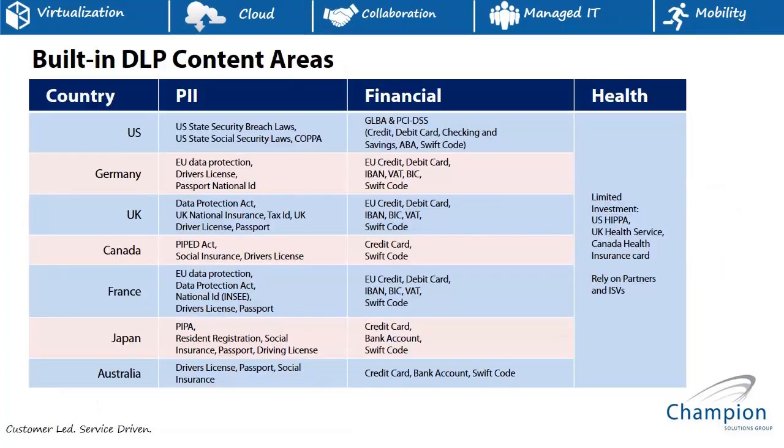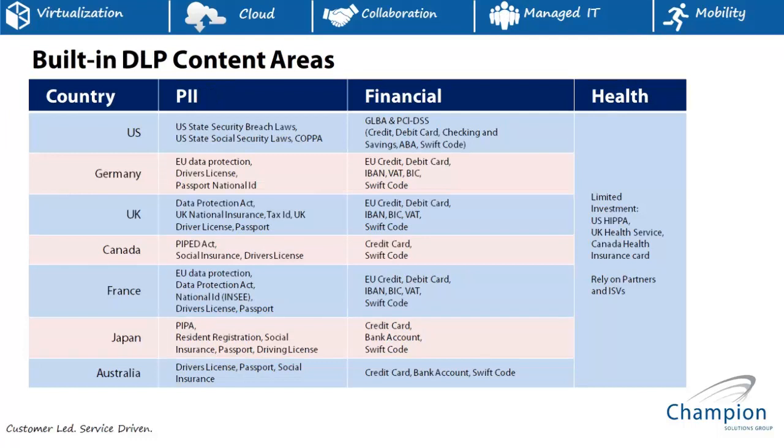Just a few of the compliances that are being focused on: you've got personally identifiable information, financial, and health. Now you'll notice under the health, they've got HIPAA, they've got UK health and Canadian health. And you'll notice below it where it talks about relying on partners like us or independent software vendors, companies that are building specific libraries to help meet the needs of different types of healthcare and the types of information that they're going to be looking for.